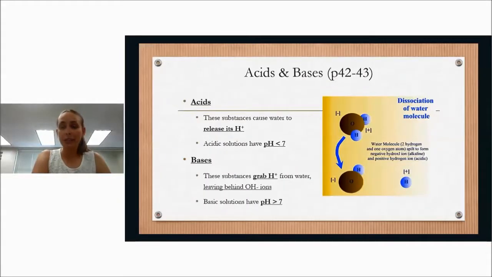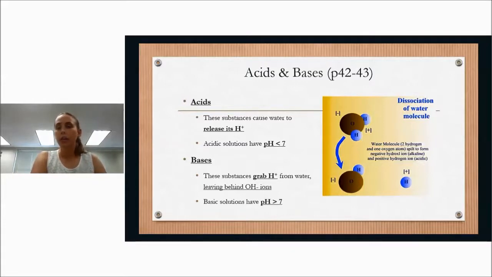So we just spent a couple days talking about acids and bases and buffers, and these are your notes to go with them. So acids are substances that cause water to release its hydrogen ions. Acidic solutions have pH that are less than 7, so from like 0 to 6.9. Bases are substances that grab hydrogen ions from water, leaving behind the hydroxyl ions, the OH. Basic solutions have pH that's greater than 7, so 7.1 to 14.